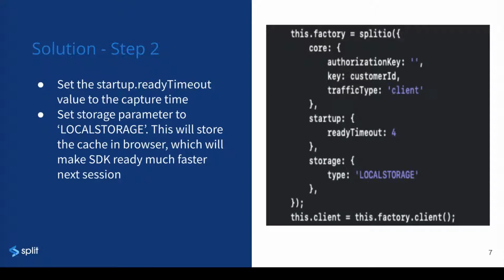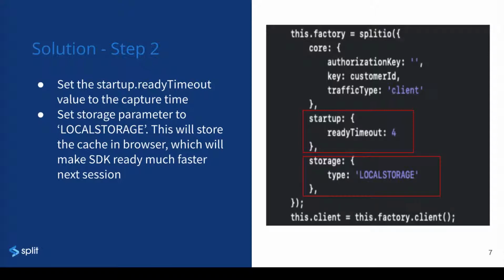Now, once we record the highest time it takes the SDK to be ready in a slow network, we can specify that time in the ready timeout. And here in this example, we set it to 4. So this means the SDK timeout event will fire after 4 seconds if the SDK is not ready.